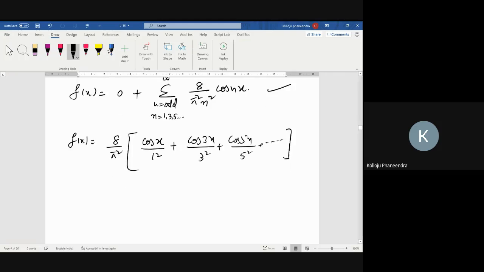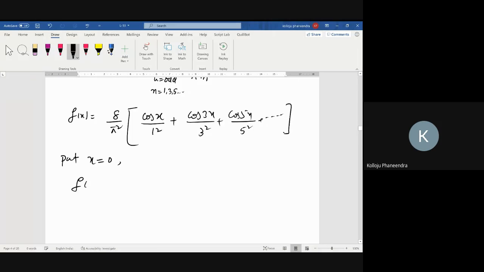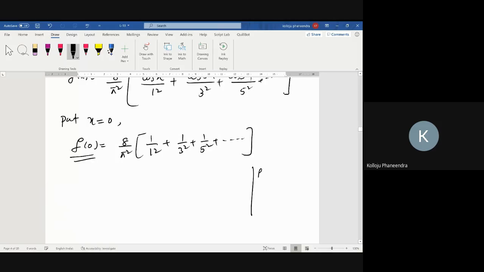This is the required Fourier series, and for the deduction, to get the series expansion, put x equal to 0. This is f of 0 equal to 8 by pi square, 1 by 1 square, 1 by 3 square, 1 by 5 square, and so on. And what is f of 0 value? See, what is the function defined as? F of x equal to 1 plus 2x by pi in the interval minus pi to 0, and 1 minus 2x by pi, 0 to pi.